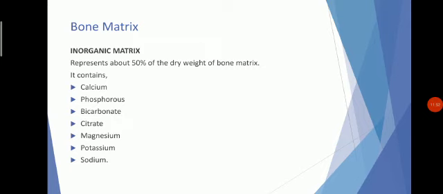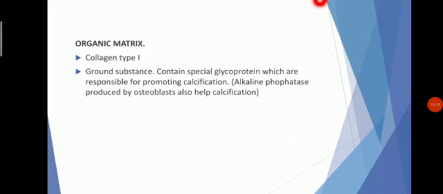Now coming towards the bone matrix. The inorganic matrix represents about 65% of the dry weight of the bone matrix. It contains calcium, phosphorus, bicarbonate, citrate, magnesium, potassium, and sodium. The organic matrix contains collagen type 1 and ground substance. Ground substance contains special glycoproteins which are responsible for promoting calcification. Alkaline phosphatase produced by osteoblasts also helps calcification.